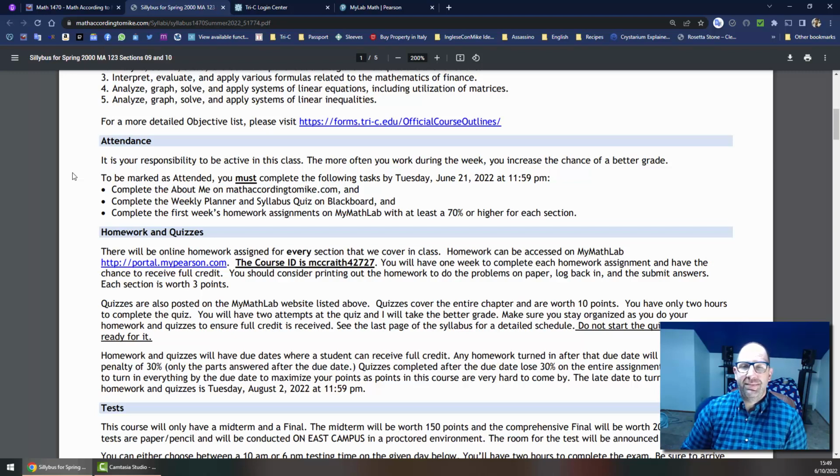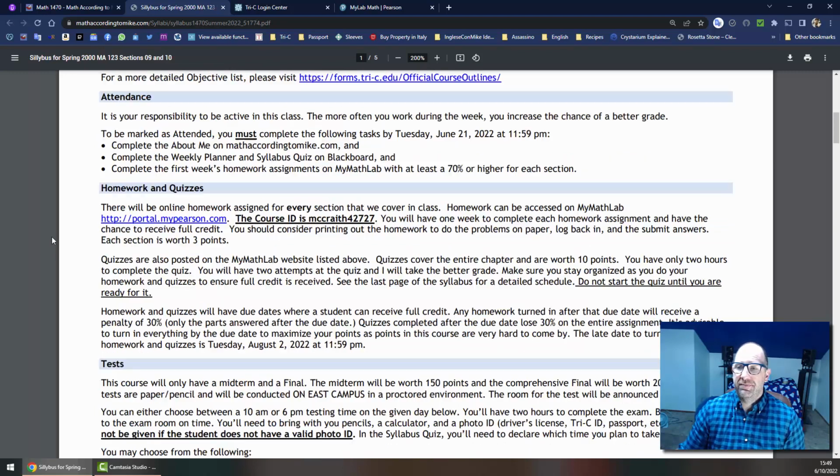They're just grouped together. The About Me is on Math According to Mike. I'll show you where that's at. The weekly planner and the syllabus quiz are on Blackboard. And your homework, again, is on Mymathlab. So the purpose of this is so that you get comfortable with all 3 sites for the course. And also, they're for credit, so you might as well do them so you get some points going. I'll show you where everything is at later on in this video.